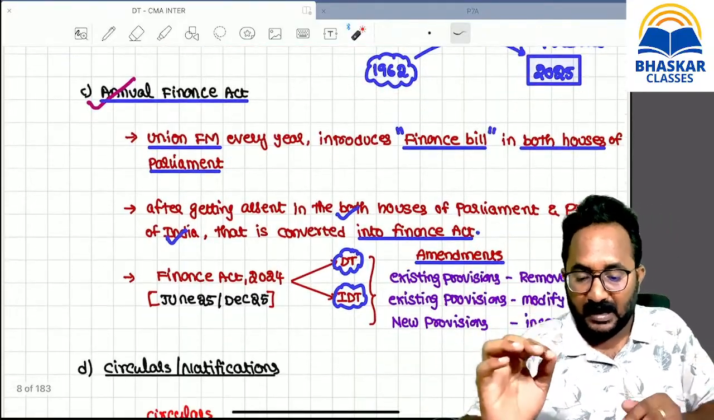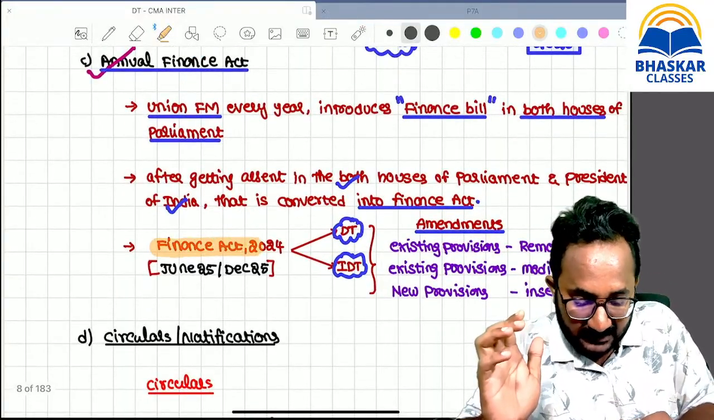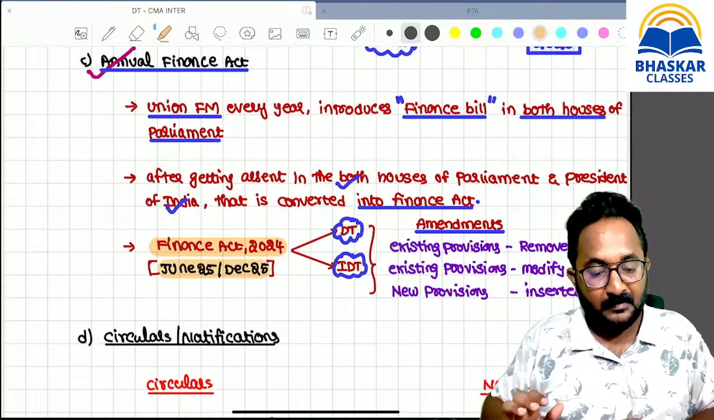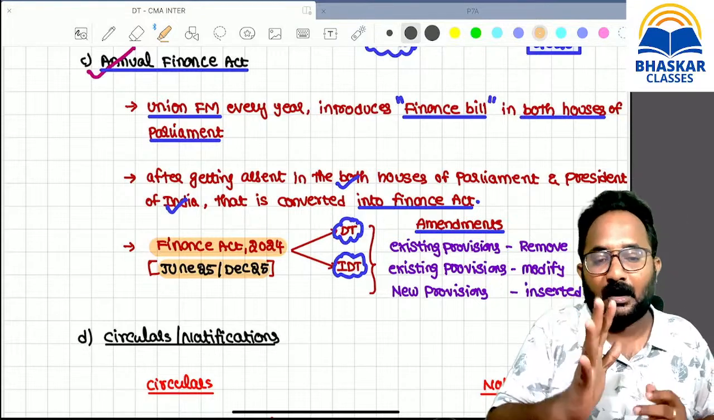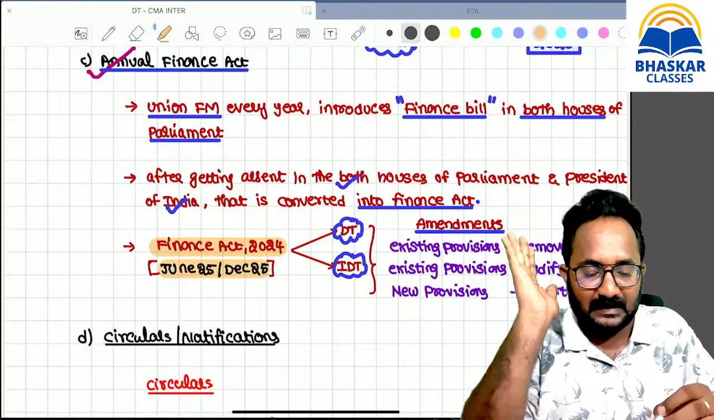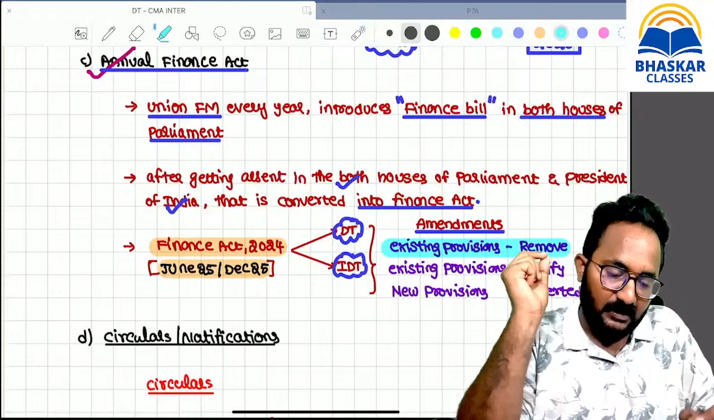That means the Finance Act 2024 is the one useful for our examinations, June as well as December 2025 exams. Remember, Finance Act 2024 is applicable for the June as well as December 2025 examinations. Can you tell me, can existing provisions be removed?